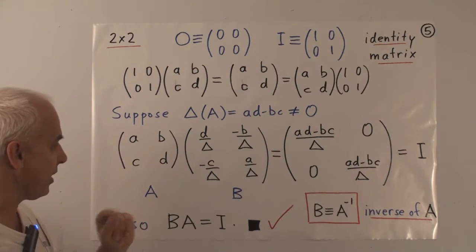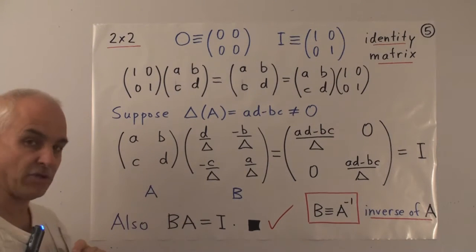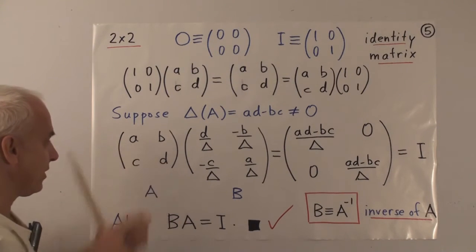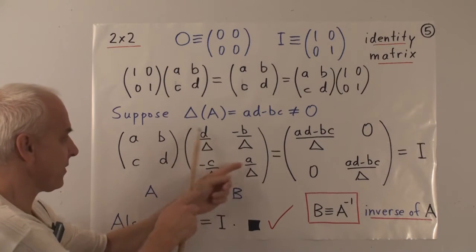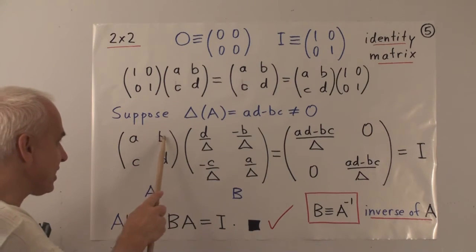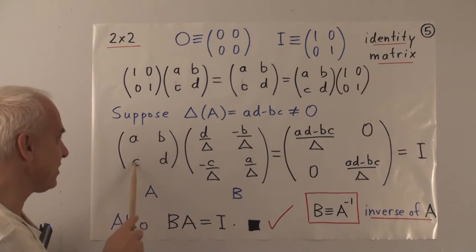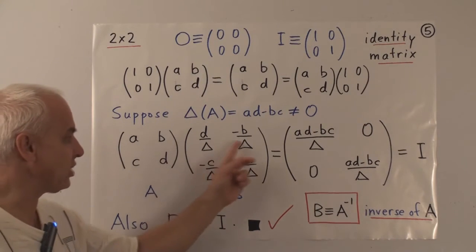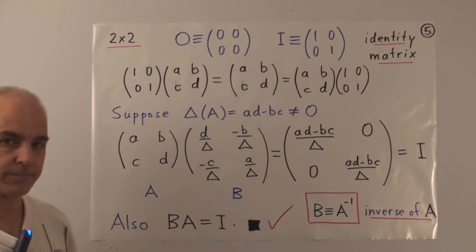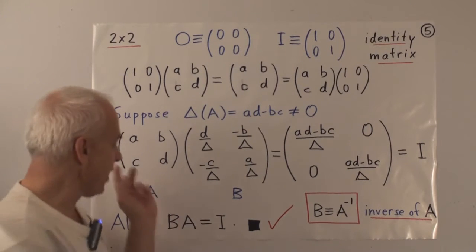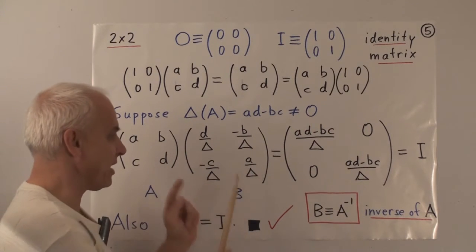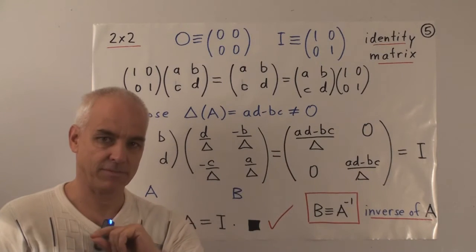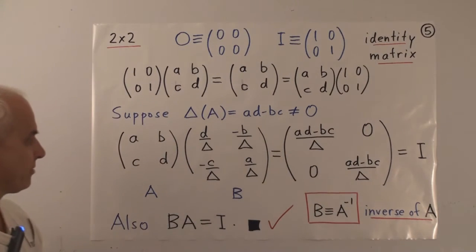Okay, and what was the formula? We took the entries of the matrix A and we swapped D and A, the diagonal entries, and we negated the off-diagonal entries, minus B and minus C, and we divided each of them by the determinant. And now let me convince you that the product of this matrix times this matrix really is the identity matrix. Okay, it's a very interesting computation.